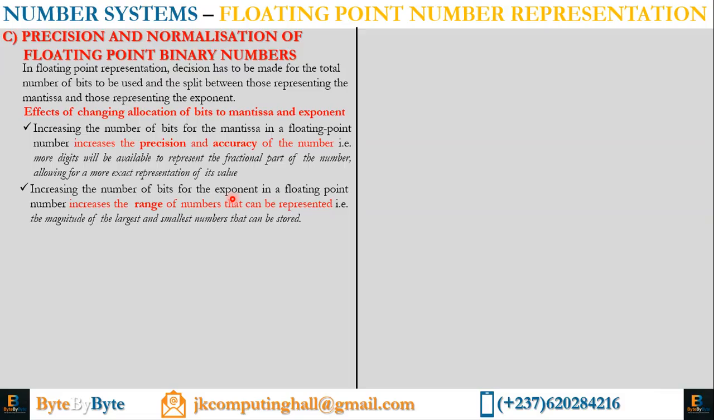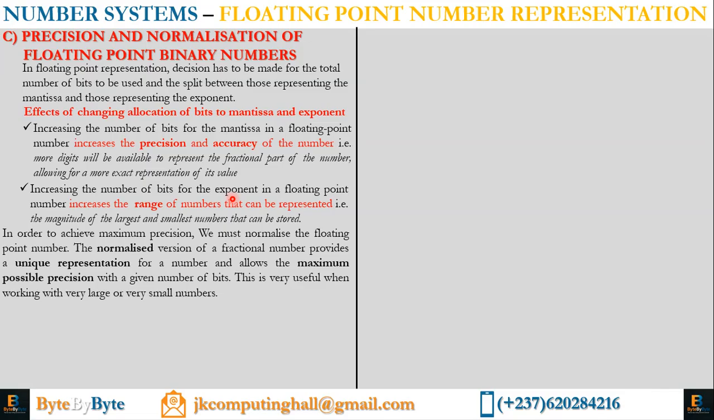Increasing the number of bits for the exponent of a floating point number increases the range of numbers that can be represented. That is the magnitude of the largest and smallest number that can be stored. So those are the effects of the allocation of bits for the mantissa and the exponent. In order to achieve maximum precision, we must normalize the floating point number. The normalized version of a fractional number provides a unique representation of a number and allows the maximum possible precision with a given number of bits. This is very useful when working with very large or very small numbers.